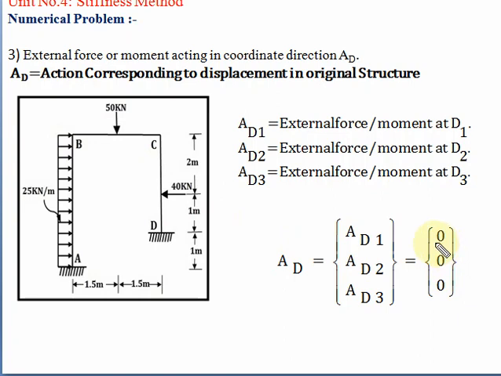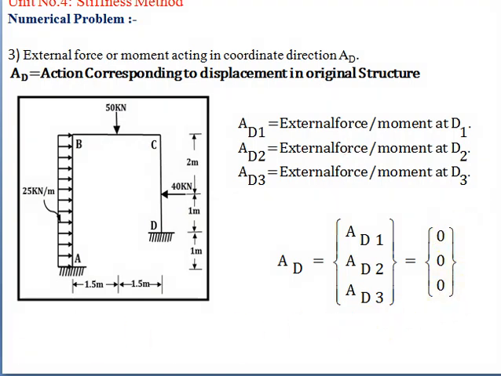So here AD1 is 0. Then second one is what? At C. Is there any external movement or force acting at support C? No. So again here it is 0, and also the sway is 0. So here the AD matrix is 0, 0, 0 because there is no external movement or external force acting at joint B or C. So AD matrix is 0, 0, 0.